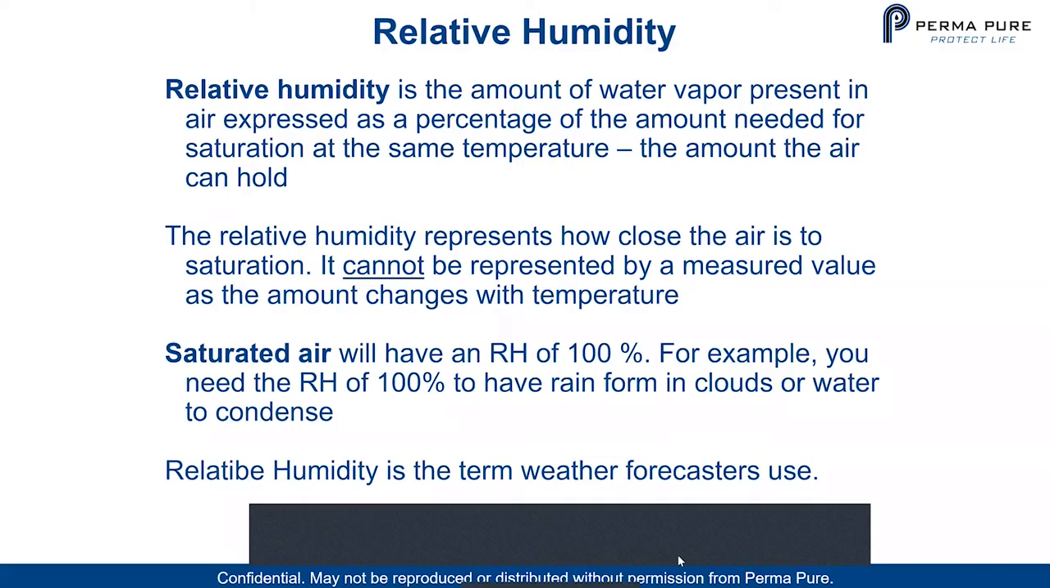For example, you need a relative humidity of 100% to have rain form in clouds or water to condense. And relative humidity is a term weather forecasters use when we're talking about weather. We're talking about how the air feels. It's usually in terms of relative humidity.